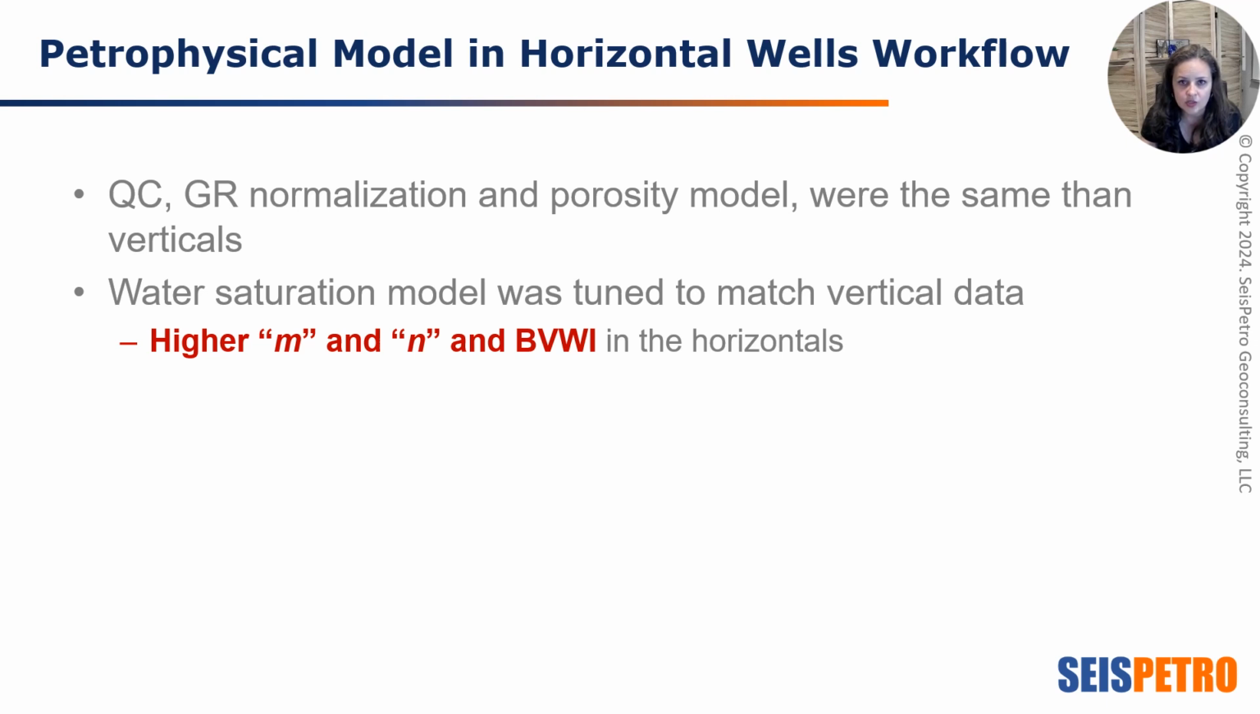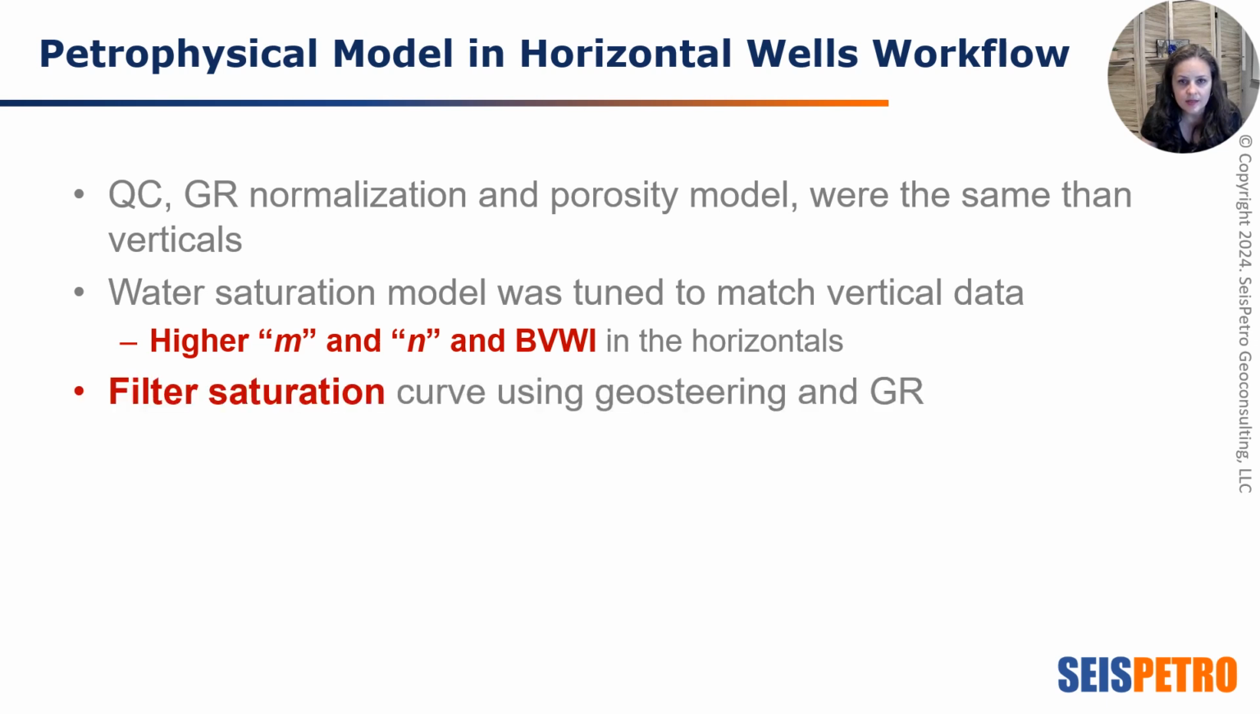In this case, the horizontal model needed a higher M and N and also a higher volume water reducible parameter than the vertical model. The final step was to filter the water saturation curve using geosteering information and the gamma ray log, which I'll explain in the next slides.